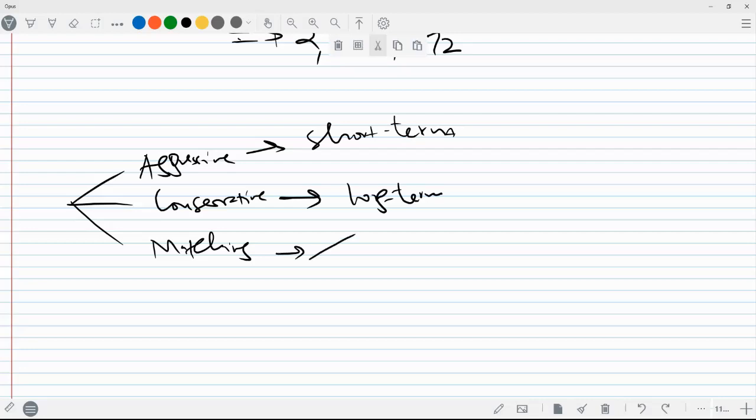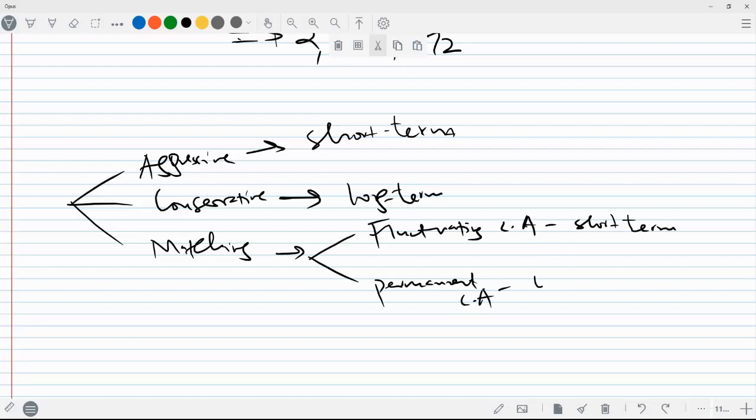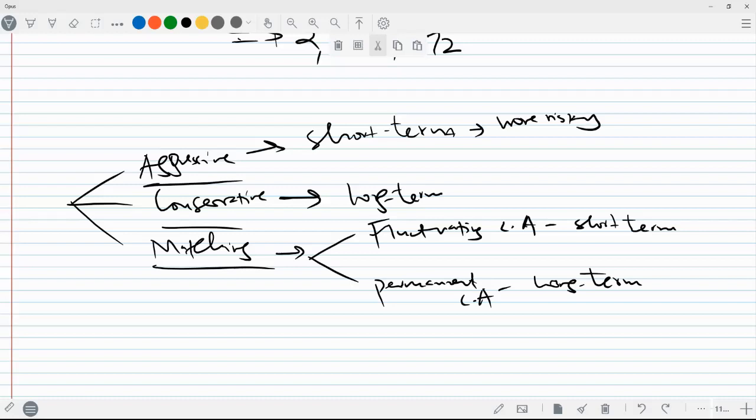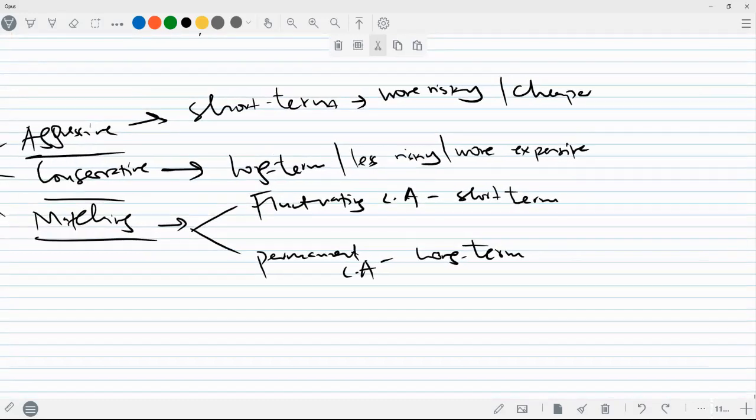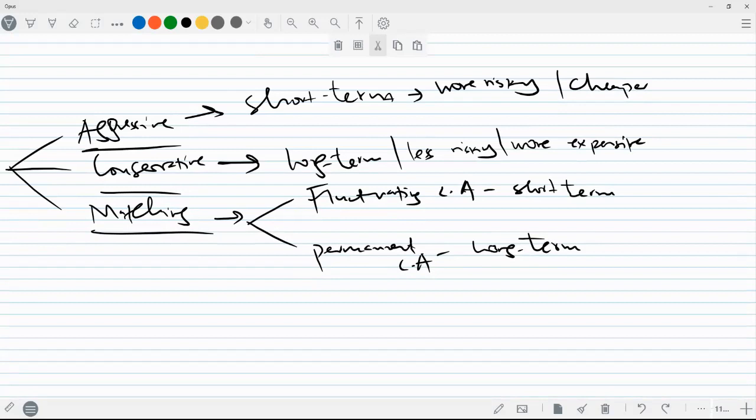Matching policy, you'll be financing the company's fluctuating current assets using short term, and the company's permanent current assets will be financed using long-term finance. That's how we finance the company's working capital: aggressive, conservative, and matching policy. Don't forget, short-term finance is more risky, but it's cheaper. The long term is less risky but more expensive. So that's on working capital financing policies.